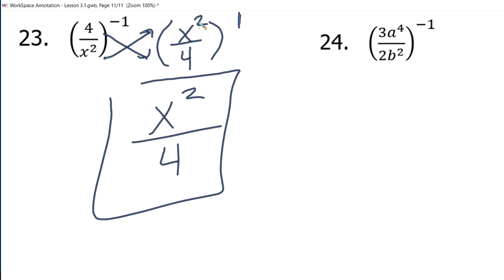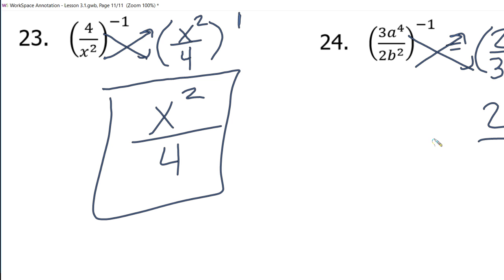So we have another example, number 24. If you have a fraction to a negative exponent, flip the fraction. So 3a to the 4 is in the top, send it to the bottom, and 2b squared in the bottom, send it to the top. And when you flip it, it's no longer a negative 1, it changes to a positive 1. And do you need a positive 1 exponent? No, so this is just going to be 2b squared over 3a to the 4th.